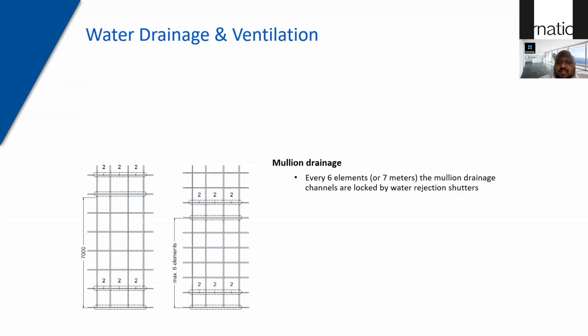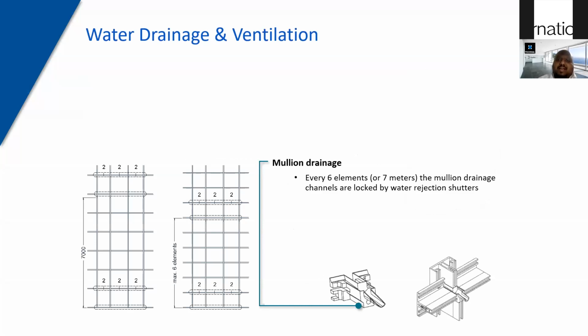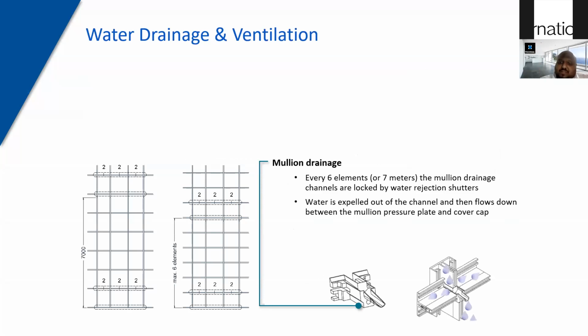Every sixth or seventh element, or let's say panel, you would have a nozzle which would then reject the water which is coming down the mullions outside. So this is how the water is expelled out of the channel and then flows down between the mullion pressure plate and cover cap. So you have the water coming in from every 6 levels, and you have the small nozzle which ejects the water out.